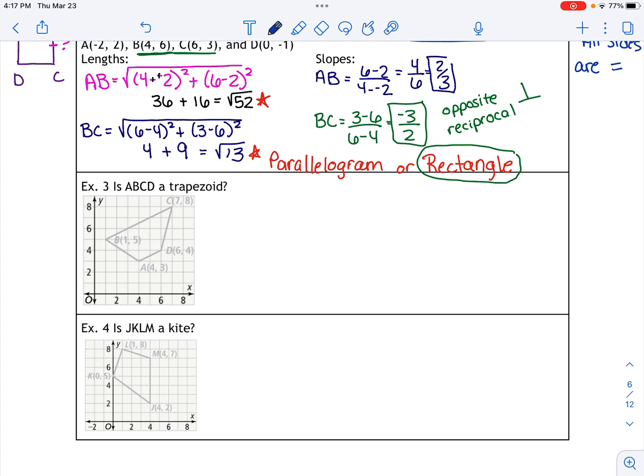All right, to be a trapezoid, we need one set of parallel lines. So we need to prove there's one set of parallel lines on this, okay? So to prove parallel, we need the slopes. So let's find the slope of BC and compare it to the slope of AD. And the reason I only picked those 2 is because if I look at this picture, I can tell BA is not going to be the same as CD. So let's try BC. You can use your slope formula. We can subtract y minus y over x minus x.